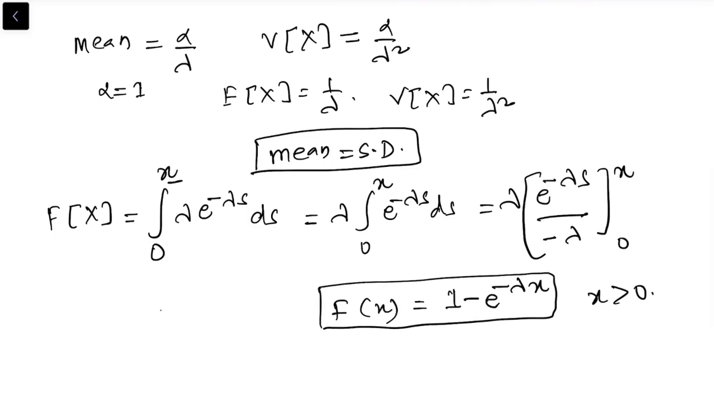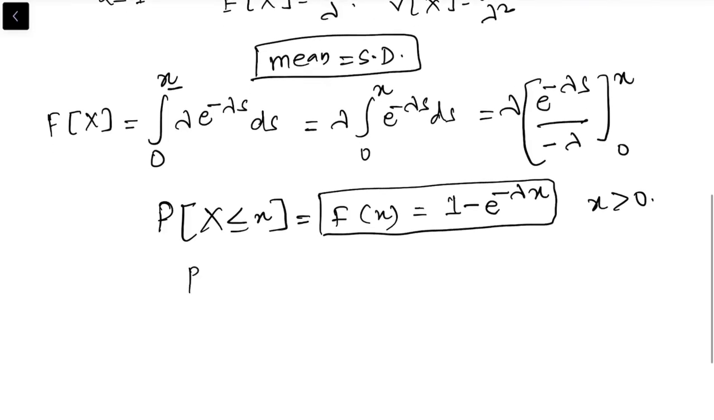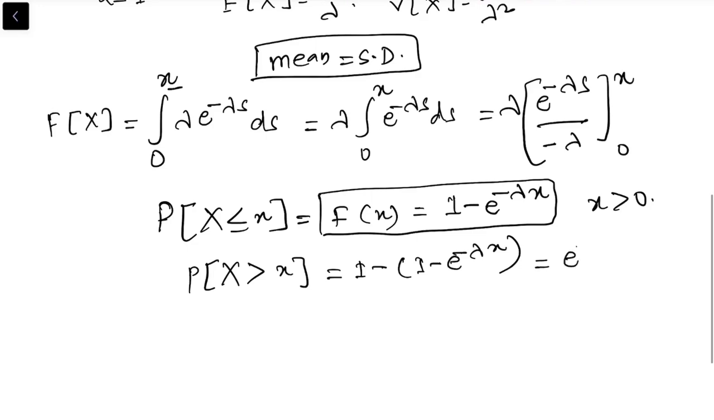You can also write this as probability X is less than or equal to x. Now you can also derive the formula for X greater than x, which is simply e to the power minus lambda x. So these are two formulas that you can remember. It will help you to calculate the CDF quite easily.